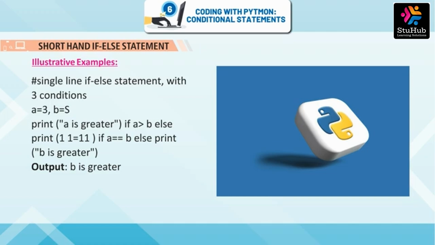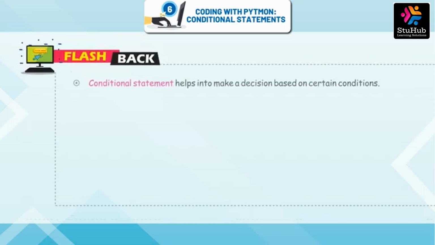# Single line if-else statement with 3 conditions. a = 3, b = 5. Print "a is greater" if a > b, else print "equal" if a == b, else print "b is greater". Output: b is greater.